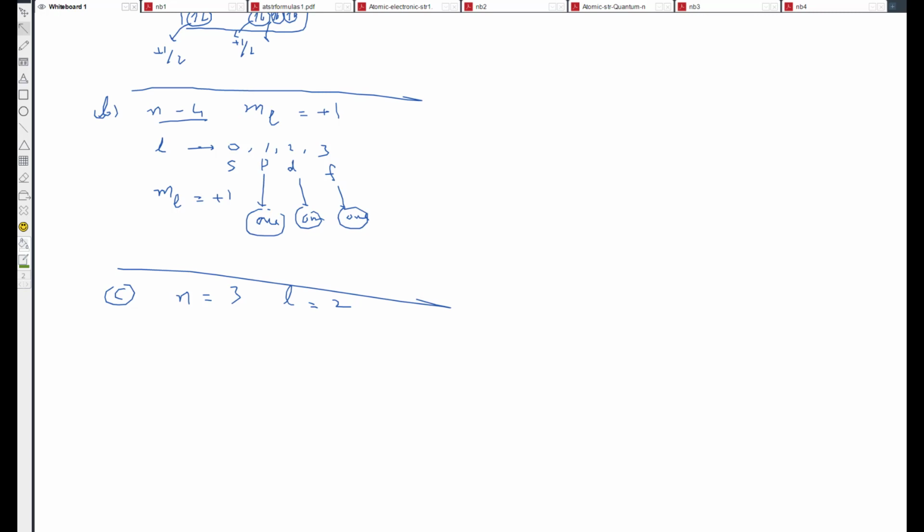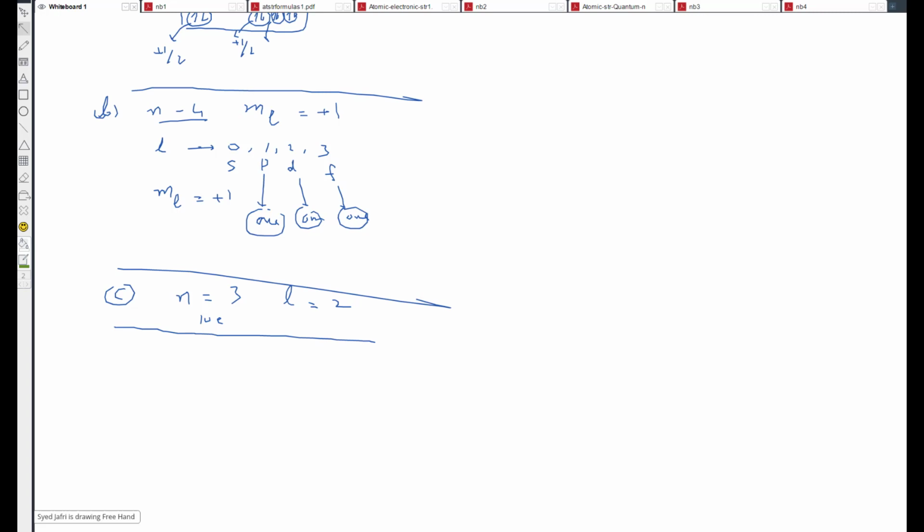So 5 D orbitals, each has 2 electrons possible, so it would be a total of 10 electrons, right? Excellent, very good. You can check your answer. That was correct for part C. All right, 10 electrons.